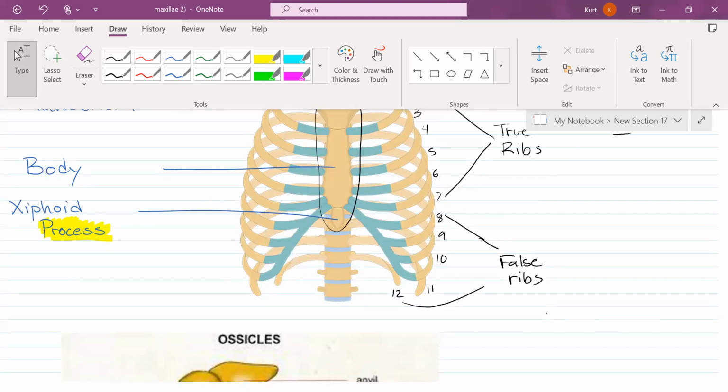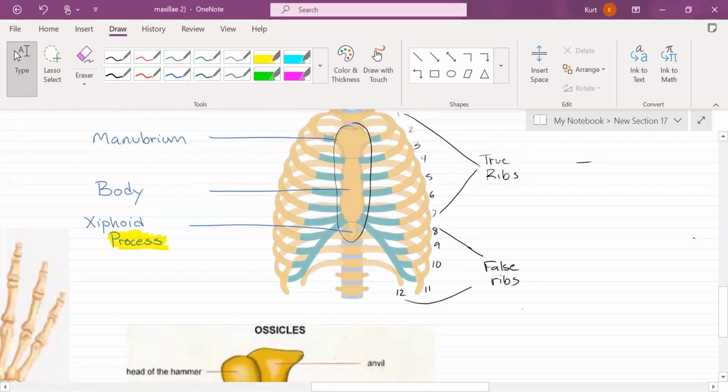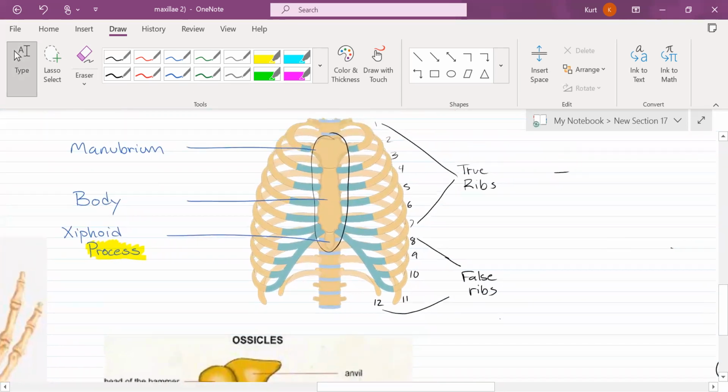Now remember, that is part of your axial skeleton. It's connected to your spine. Okay. Everybody okay to move on?